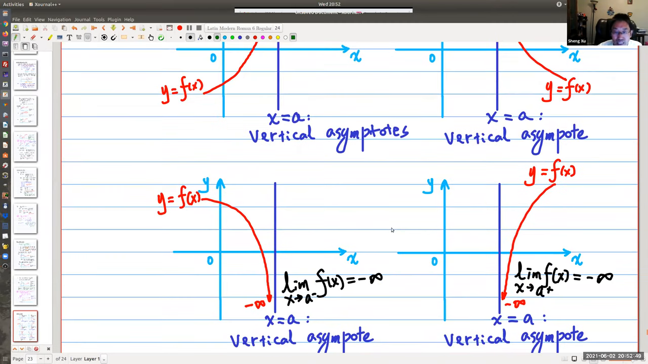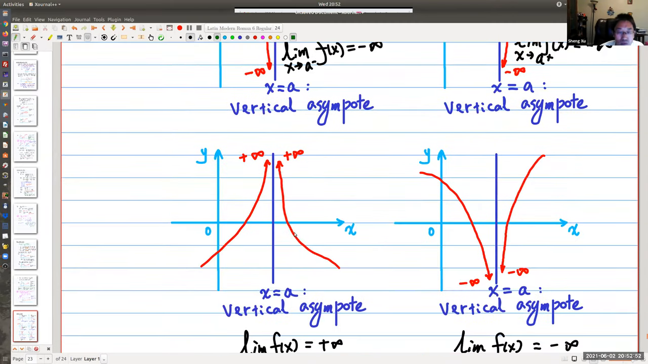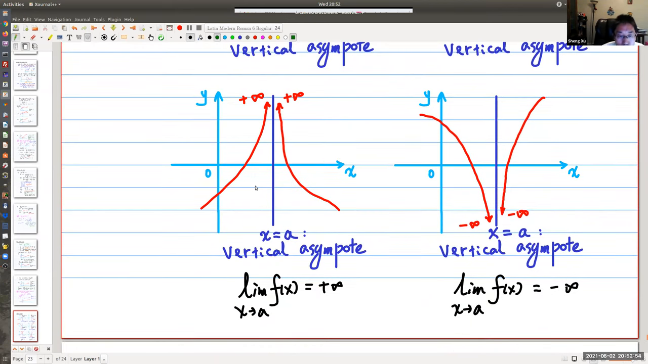So those are one-sided limits. And sometimes a function may behave like this. You can approach a from either the left-hand side or the right-hand side, but in both situations, the value of this function goes up toward positive infinity. Then we can simply say the limit of f of x as x approaches a is positive infinity. Or in this case, either from the left or from the right, the value of the function approaches negative infinity. Then we say the limit of f of x as x approaches a is negative infinity. So these two graphs are for the two-sided limit.